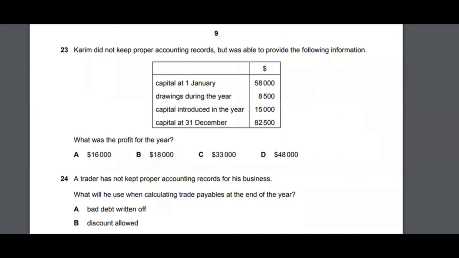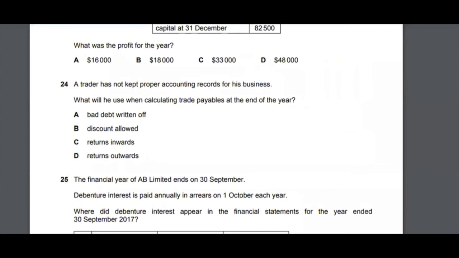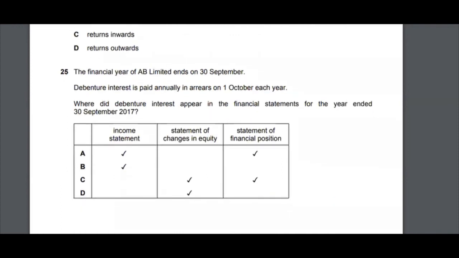Let's look at multiple choice 24. A trader has not kept proper accounting records for his business. What will he use when calculating trade payables at the end of the year, right? So he's calculating trade payables, which is coming from purchases, right? And the correct item for that would be actually returns outward. So the correct answer to multiple choice 24 is option D. Let's look at multiple choice 25.